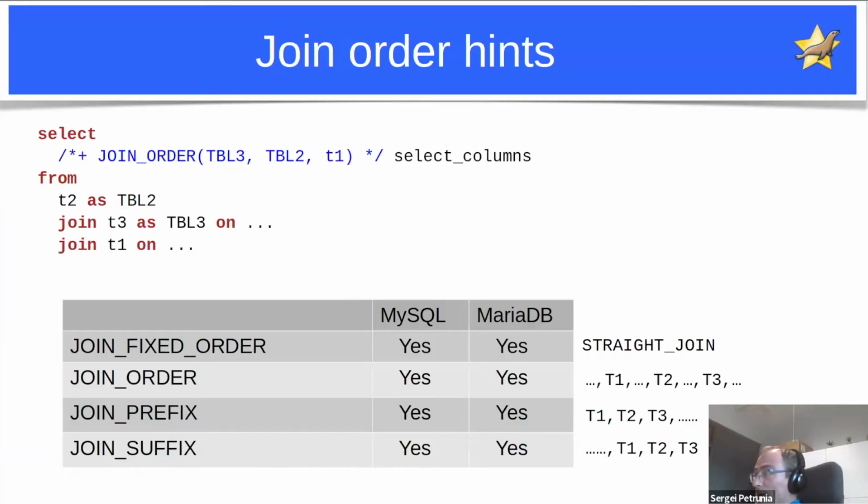The optimizer follows this prescription and produces a query plan in the order as specified, unless an outer join dependency prevents it from doing that.